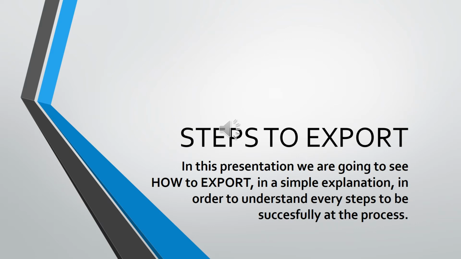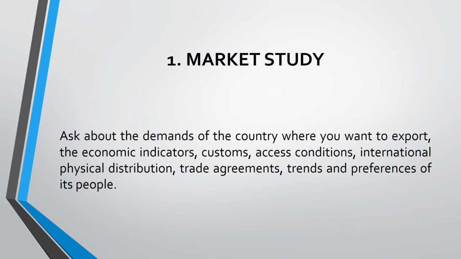Steps to export. In this presentation, we are going to see how to export in a simple explanation in order to understand every step to be successful in the process. First, market study. Ask about the demands of the country where you want to export, the economic indicators, customs, access conditions, international physical distribution, trade agreements, trends, and preferences of these people.